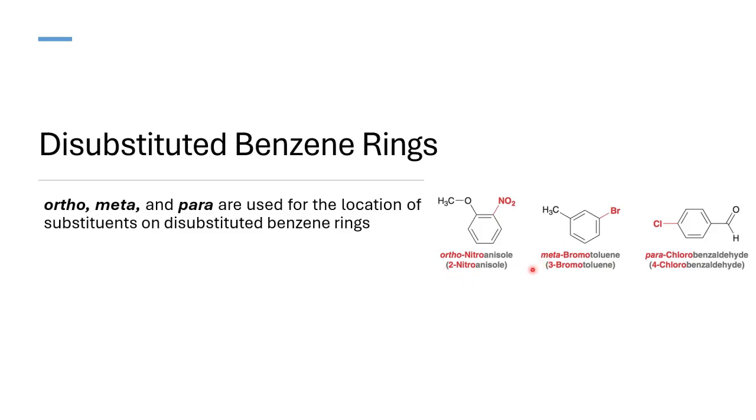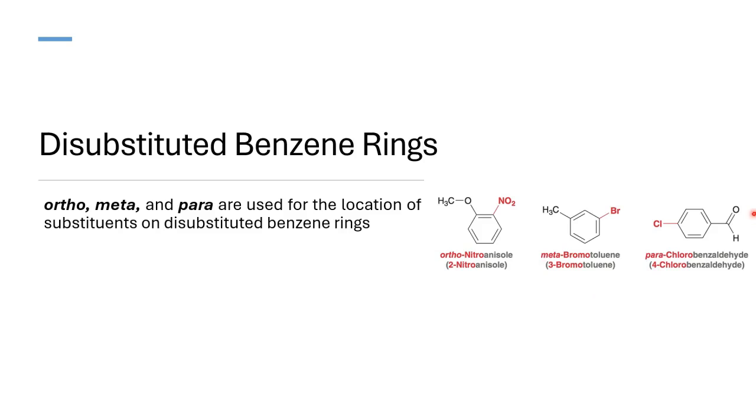For meta, we're going to see the pattern as 1, 3. The benzene ring with the CH3 group is toluene, and we have then a branch on carbon 3 if the carbon that has the CH3 group is carbon 1. This is 3-bromotoluene, or because it's 1, 3, it's meta. For para, the pattern is 1, 4.